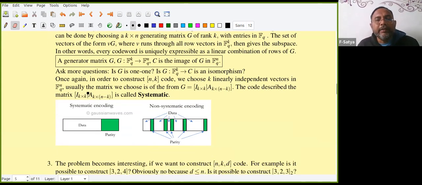Now, is G one-one? Yes, right. Is G an isomorphism? No, right? Because when k is less than n, it is not an isomorphism. It is not an onto map. Once again, in order to construct an (n,k) code, we choose k linearly independent vectors from Fq power n. Usually the matrix is of this form, I k cross k, and then the rest. The code is described.